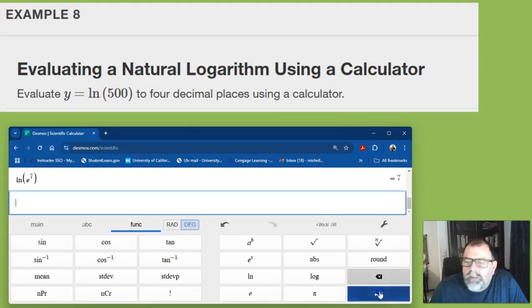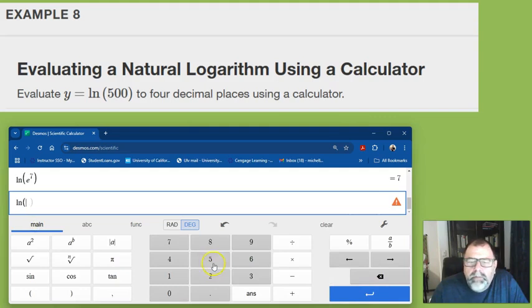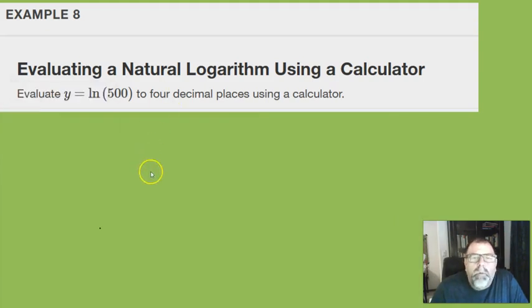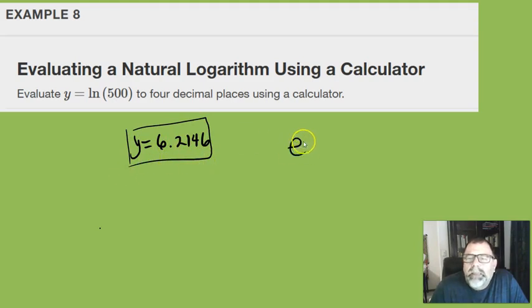All right, so let's try this. So we're going to do ln of 500. And it's 6 point, how many places? 4. 2146. So y equals 6.2146. So we're saying e to the 6.2146 is about 500, right? We can check that.